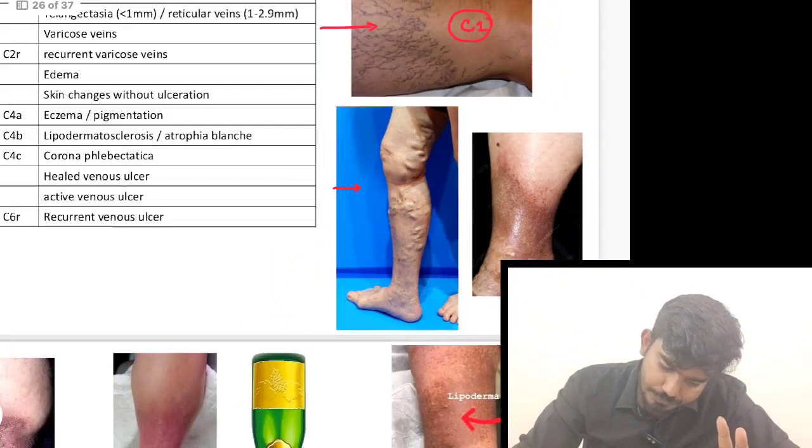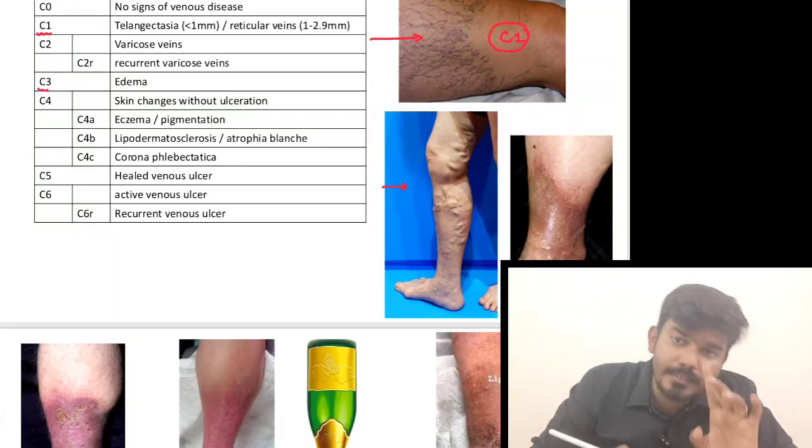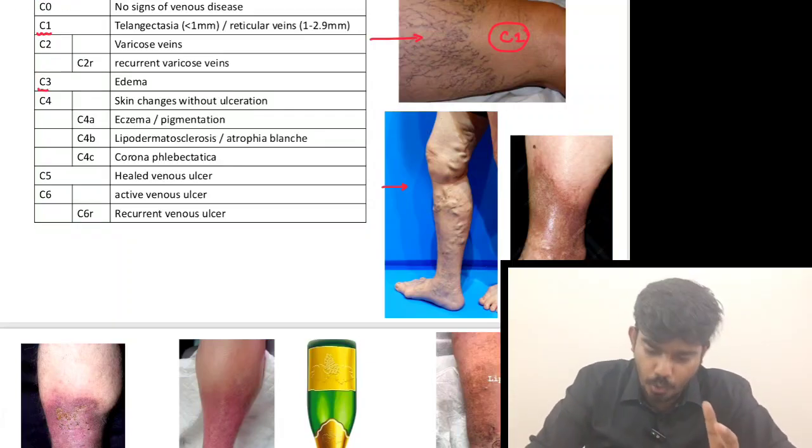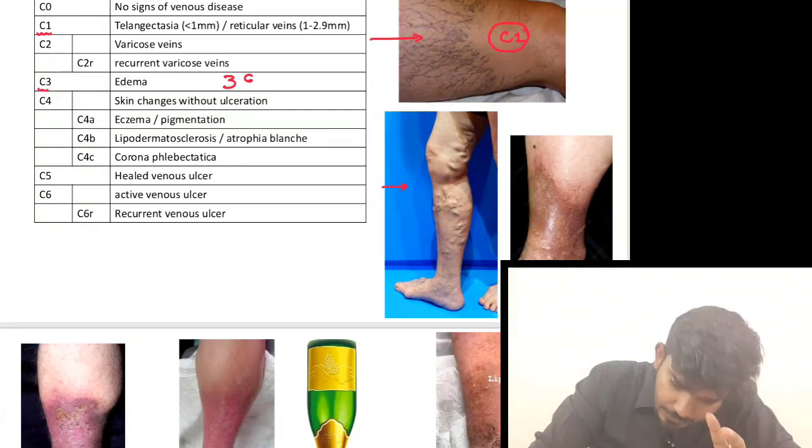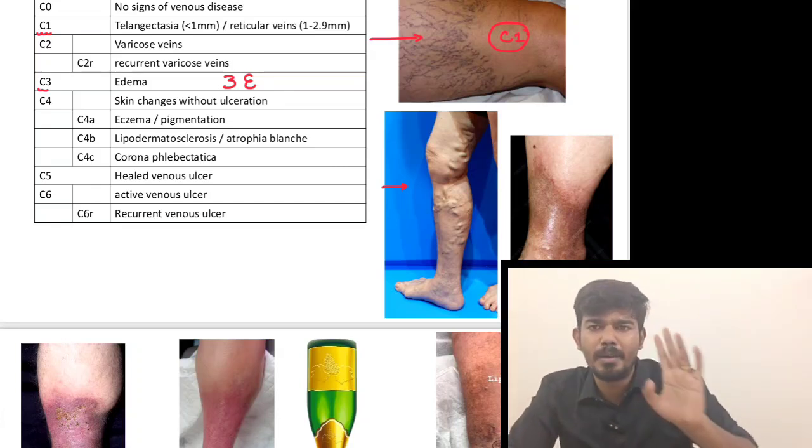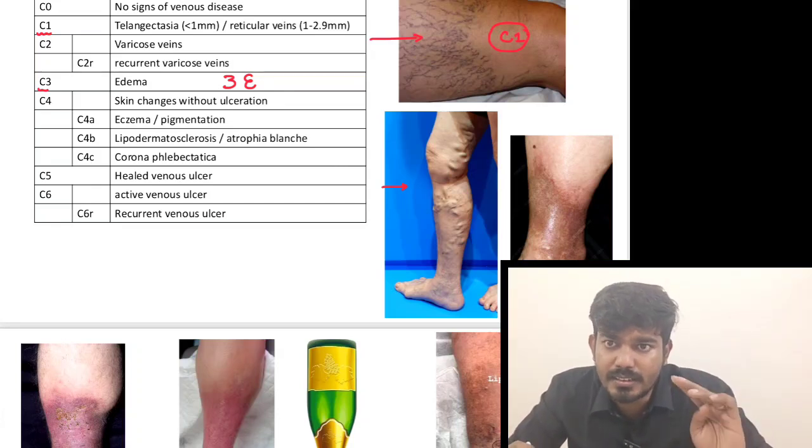Next is C3. 3 for E. Remember 3E. Okay. 3E is edema. 3 for edema. Okay. Then is C4.